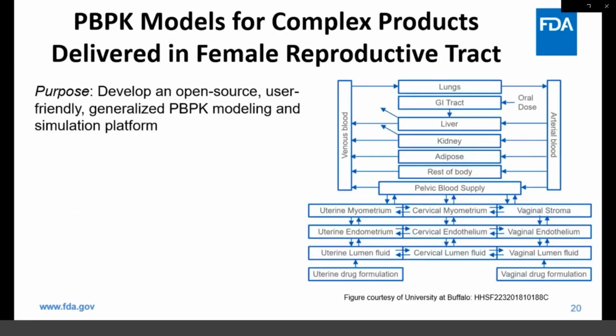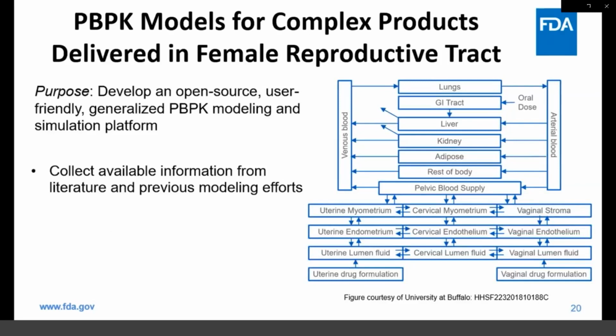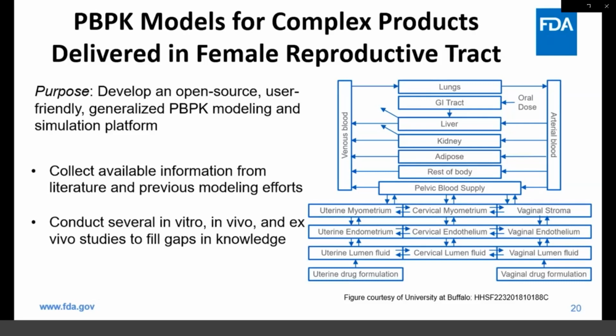Another research contract was awarded to University at Buffalo to develop PBPK models for complex products delivered in female reproductive tract. The purpose of this research is to develop open source, user-friendly, generalized PBPK modeling and simulation platform, which contains collecting available information from literature and the previous modeling efforts, conducting several in vitro, in vivo, and ex vivo studies to fill knowledge gaps, and developing and validating PBPK models.